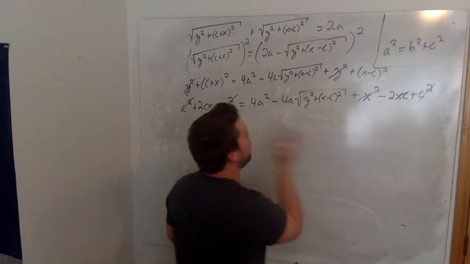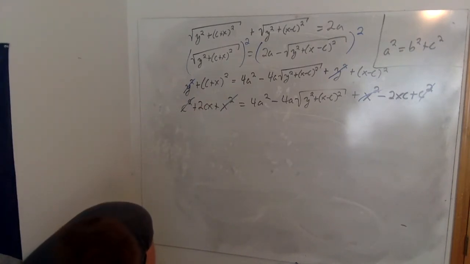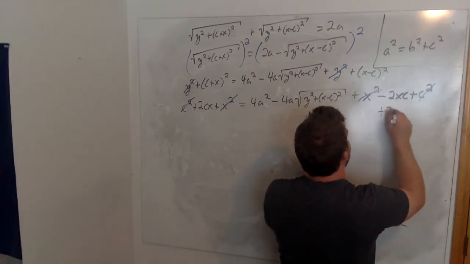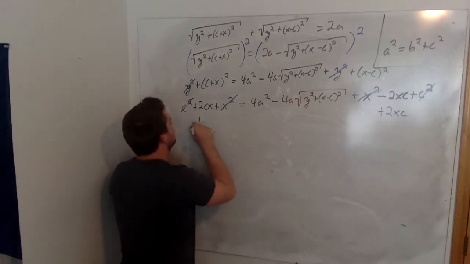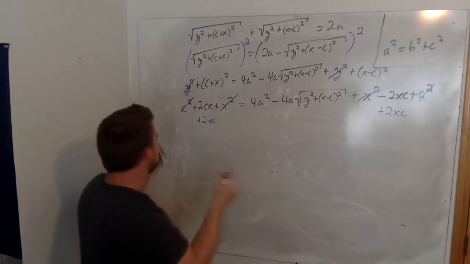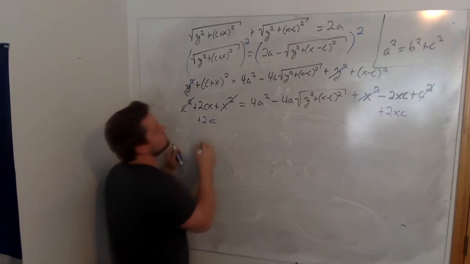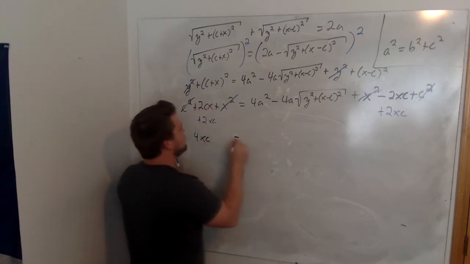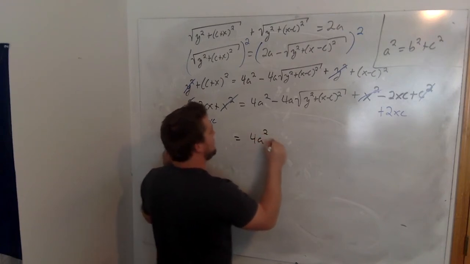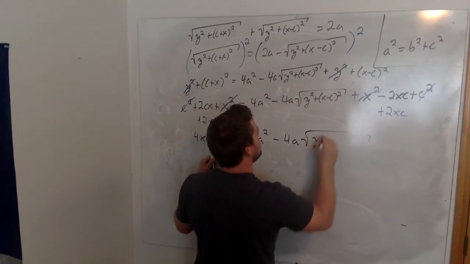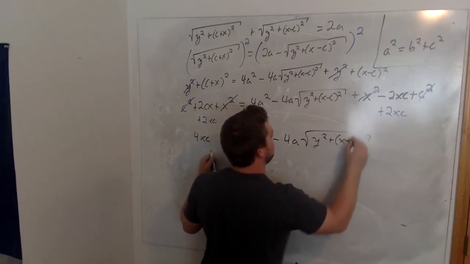But let's all move those to one side. Let's go ahead and add this piece to both sides. So let's add 2xc to both sides. So 2xc is the same as 2cx. So what we're going to get here is now a 4xc will be equal to 4a squared minus 4a times the square root of y squared plus an x minus c squared.